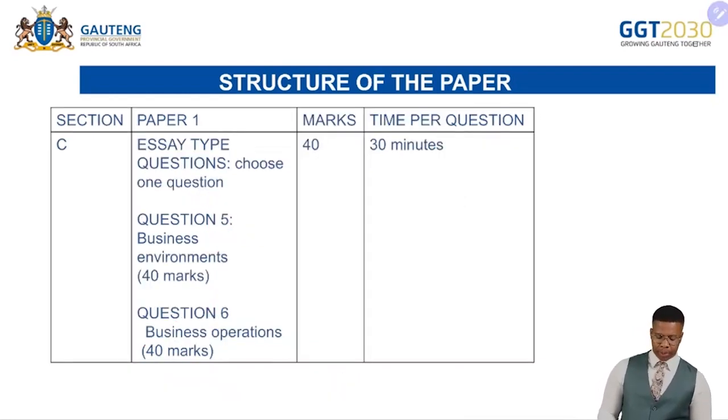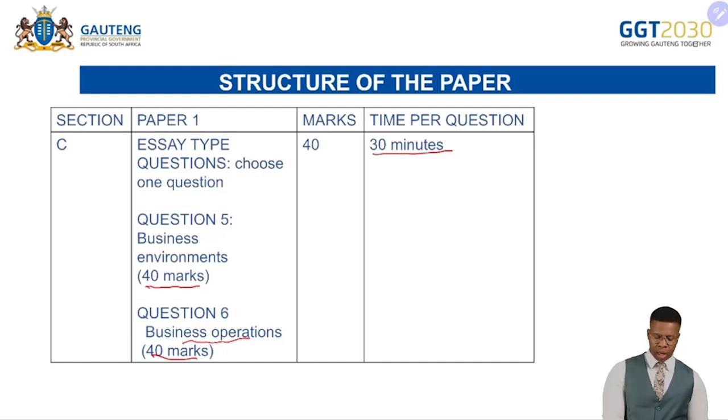Then section C, you have an essay type question there, and you have to choose 1 question, and you have 2 questions. You have question 5 and 6. Then question 5 is now an essay question from the business environment, which would be allocated now 40 marks. And then question 6 is a business operation essay type question for 40 marks as well. And then the time there to spend in this section is 30 minutes. And that makes the structure of your paper.